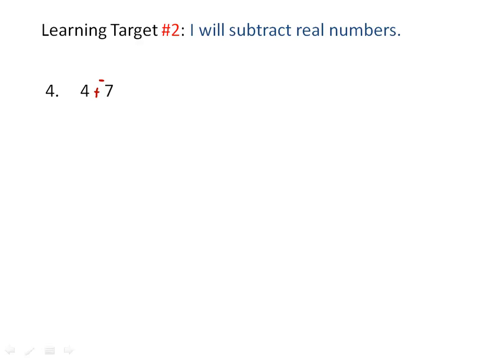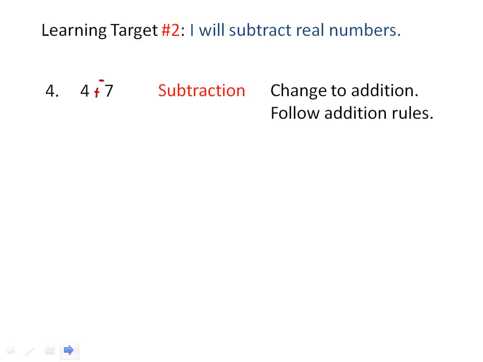Okay, so now it's a lot like the problem that we did on the previous slide, where there are different signs. What's the difference between 7 and 4? 3. Do I have more positives or more negatives? More negatives. So it's subtraction, change it to addition, follow the addition rules that we just had, so it's negative 3.